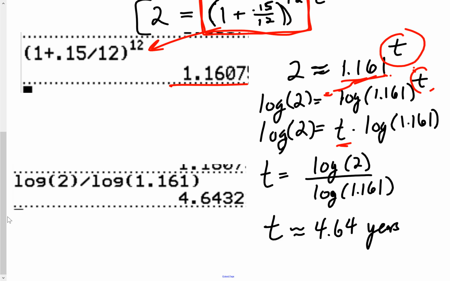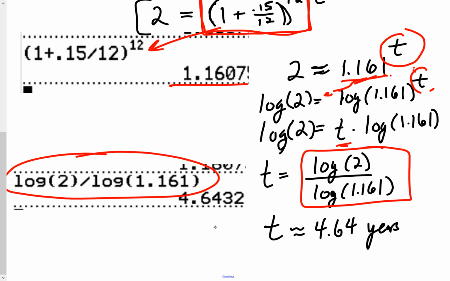And now we just do algebra. Divide both sides by log of 1.161. So t is equal to log of 2 over log of 1.161. And we can plug that into our calculator, and we get 4.6432, or about 4.64 years.